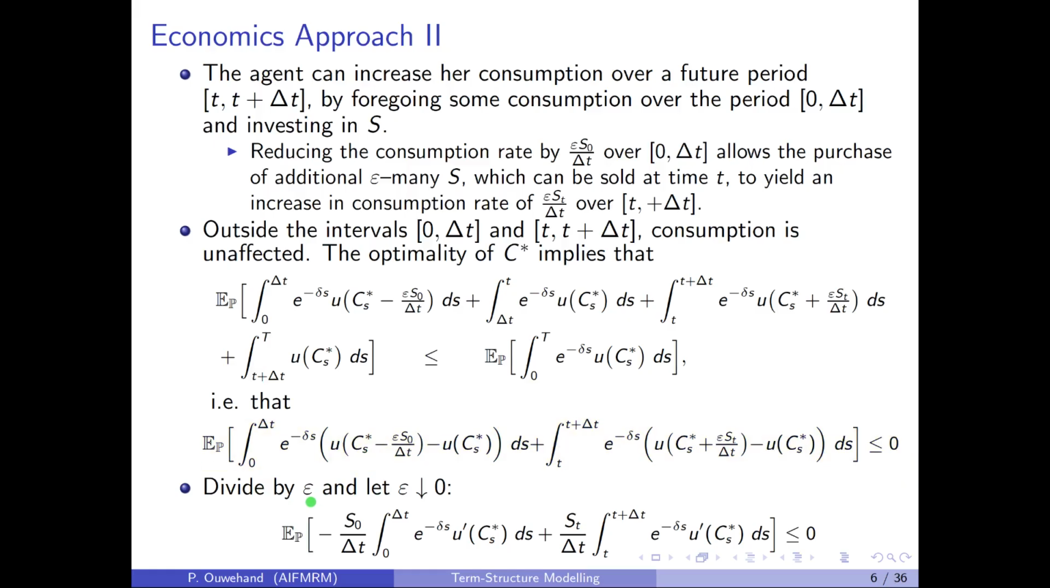Suppose now that we divide by epsilon and we let epsilon go to 0. If we look at this quantity over here, for example, and we divide it through by epsilon S_t over delta t, we would get the derivative u prime c star s in the limit as epsilon goes to 0, because we do not have the S_t over delta t, these come outside. And thus in the limit as epsilon goes to 0, this integral goes to this integral here with the derivative u prime of the utility function u. The same goes here, where now we have a negative sign.